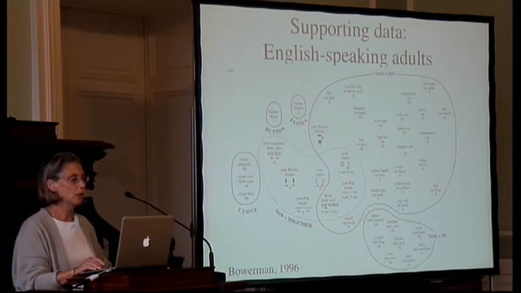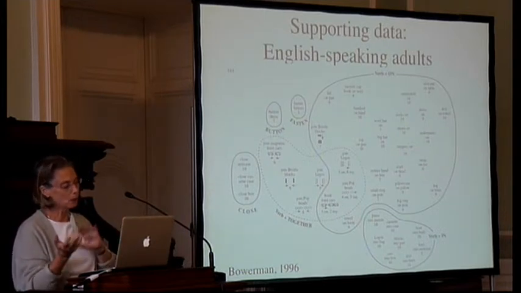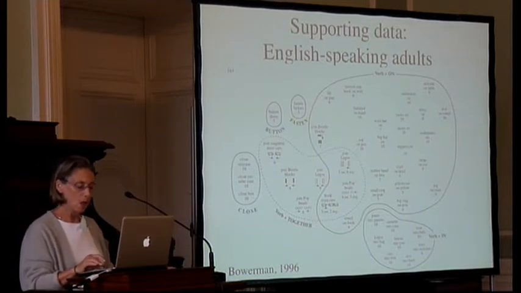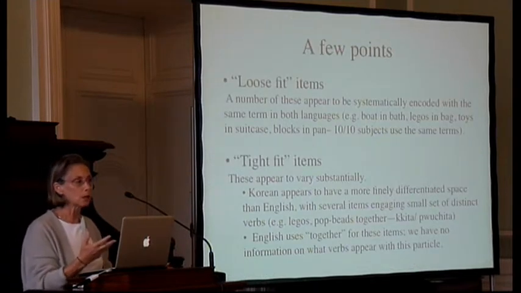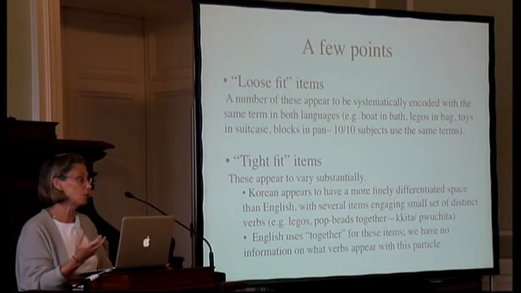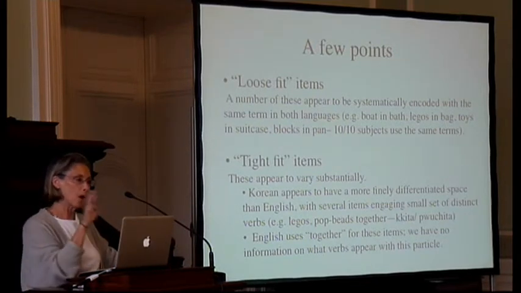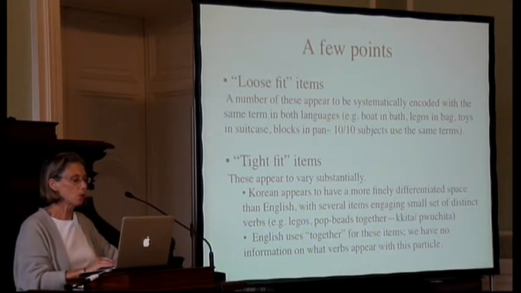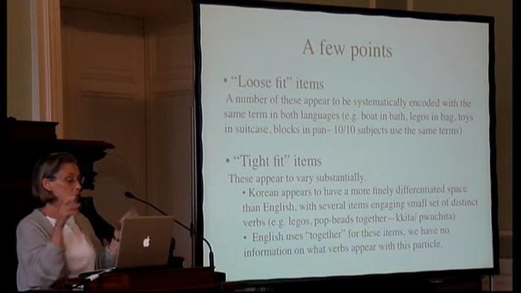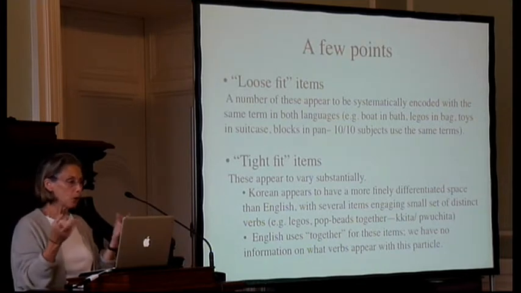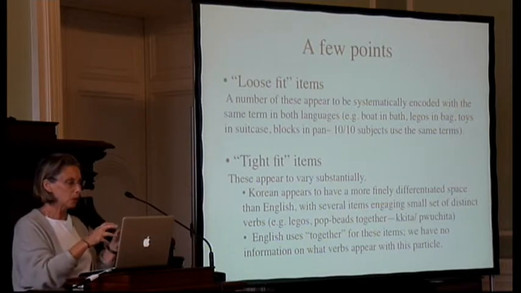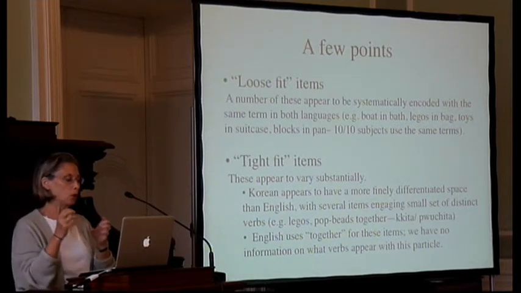So based on these data, again, the conclusion was that Korean encodes a distinction which English tends not to, and although I think that those initial observations are really, really important, I think that it's worth looking very, very closely at the data, because I think the data actually tell a different kind of story. So a few points based on the Bowerman and Choi figures. The first is there were loose fit items that were things like boat in a bathtub, putting Legos in a bag, putting toys in a suitcase, putting blocks in a pan. For those objects, for those sets of events, actually both Korean speakers and English speakers uniformly used the same term.